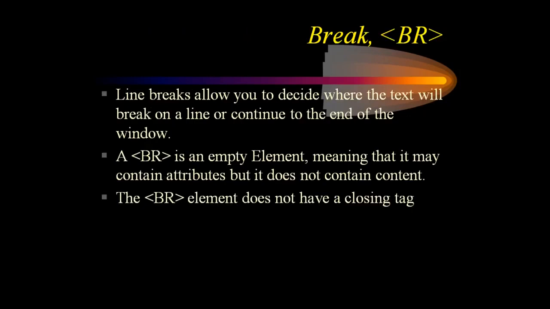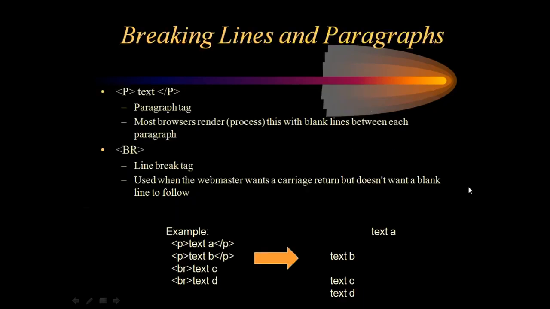So line breaks, or BR, allow you to decide where the text will break on a line. You can say when you want to cut your line, or when you want to shift your code to the next line, then simply use the BR tag. BR is an empty element, meaning that it may contain attributes but it does not contain content. That means we can't use text within this tag, because this element does not have a closing tag. Only an opening tag is used here.